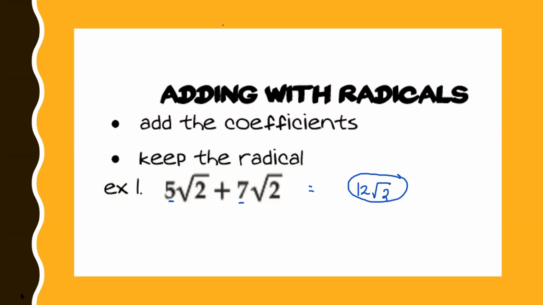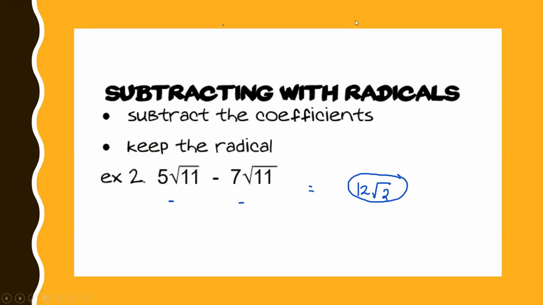All right, our next problem, subtraction. Same thing. 5 on the square root of 11 minus 7 on the square root of 11 is going to be 5 minus 7, which we know is negative 2 on the square root of 11. Just like that. That's all we have. Okay. And those are pretty basic examples.